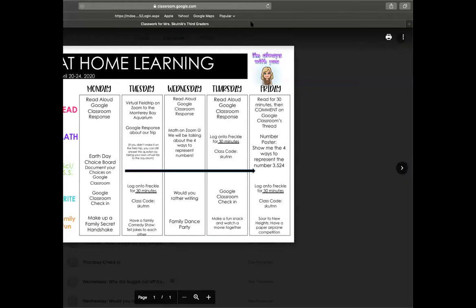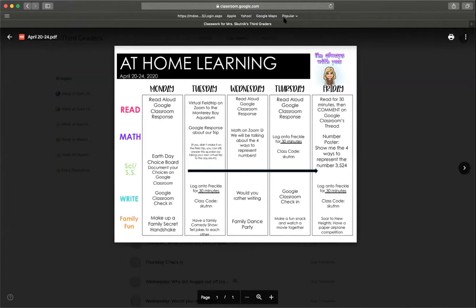Here's the first thing we're going to go over, which is the agenda slide, so you can see what's going on. Today's Friday, so the kids have 30 minutes worth of reading to do. They can read whatever they want, and then they're going to need to comment on the Google Classroom thread about the reading, whatever they read, just so I know what they were reading about.